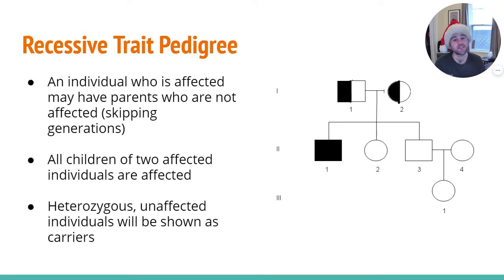Make sure you understand the differences between a dominant and a recessive pedigree and be able to draw and interpret a pedigree. And finally, be able to do monohybrid, dihybrid, trihybrid cross, because you never know what's going to get thrown at you.